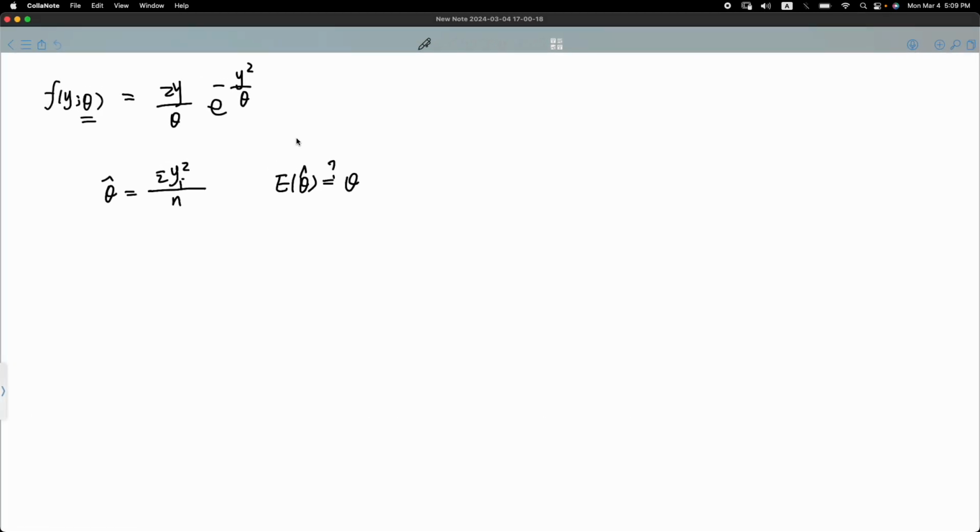We're going to approach this in the following way. We're going to let X equal Y squared, and then find the distribution of Y squared. So we're going to use a change of variable using the CDF method.